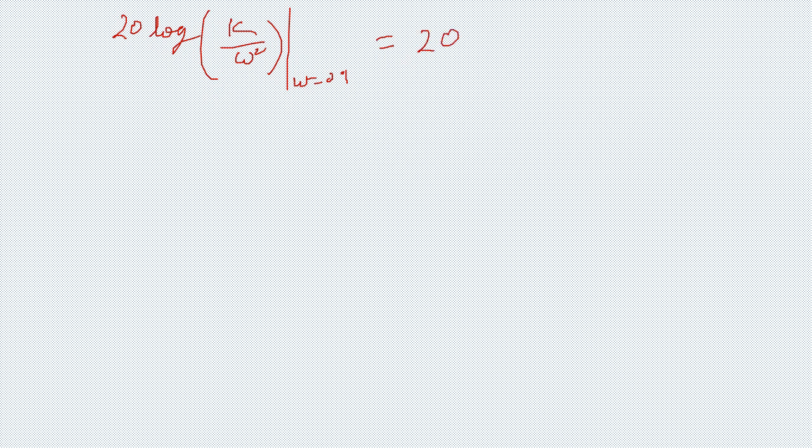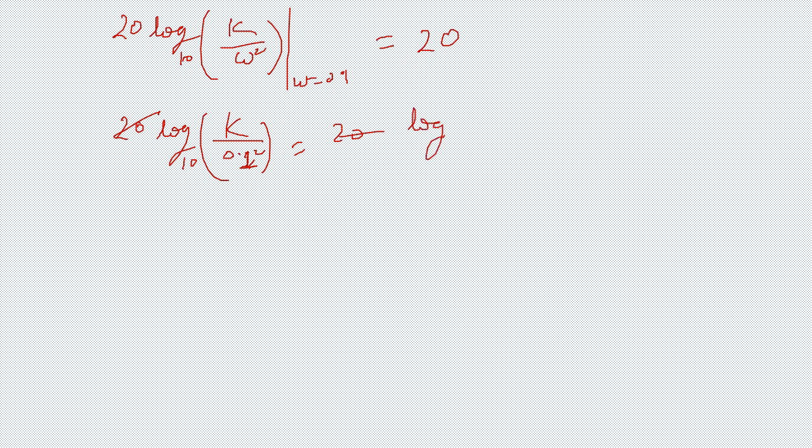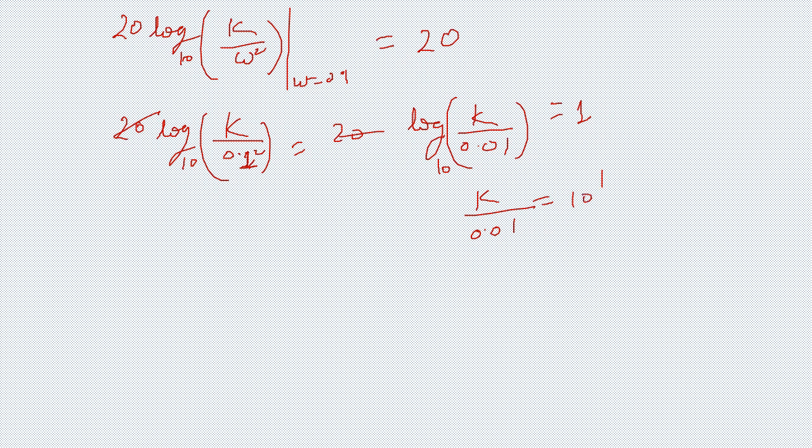First we substitute the value of omega in this equation. So we get 20 log, at base 10, of k over 0.1 squared, equal to 20. You can cancel the 20s. Now we get log of k over 0.01, since 0.1 whole squared is 0.01, at base 10 equal to 1. Now if you take the anti-log, we get k over 0.01 equal to 10 power 1, which is simply equal to 10.